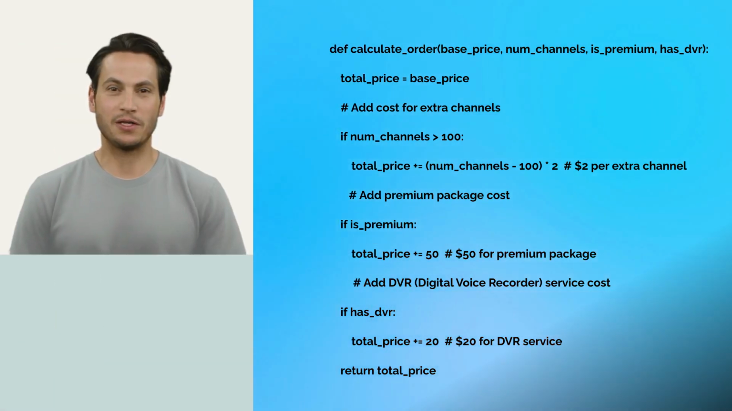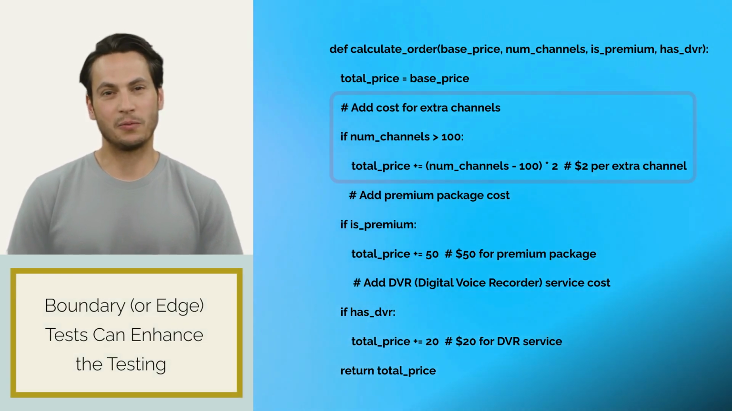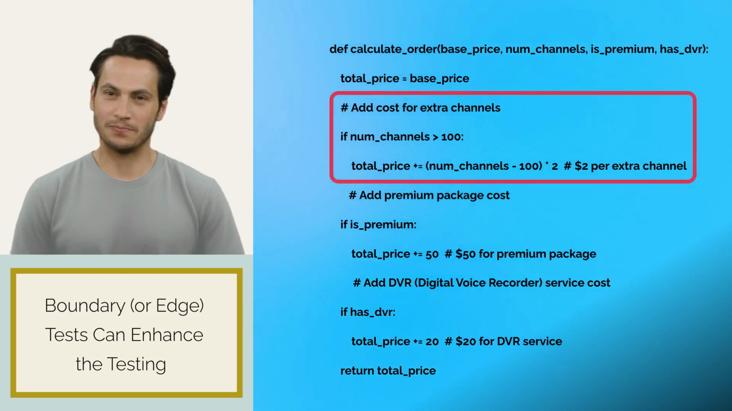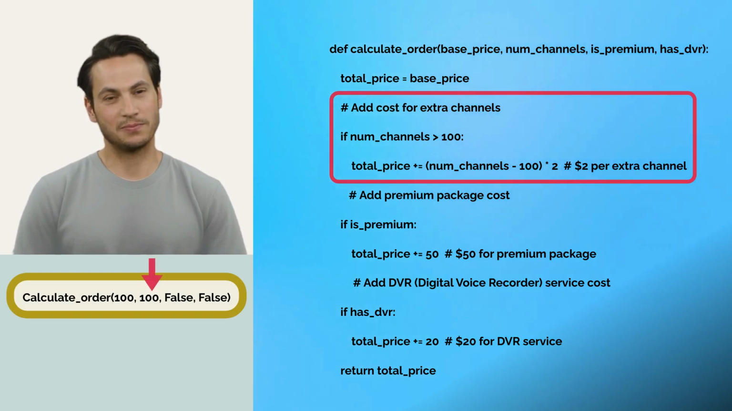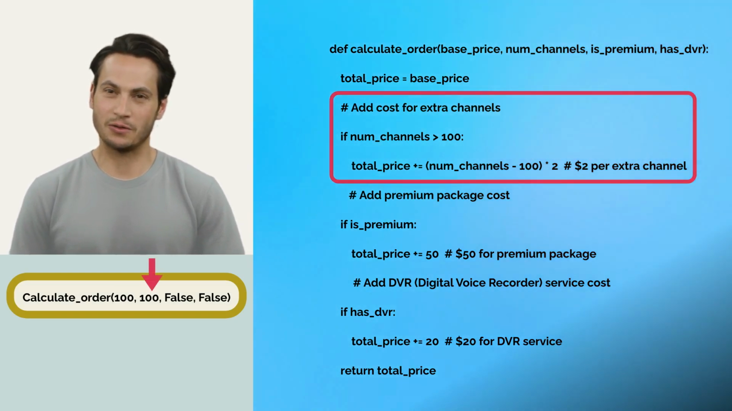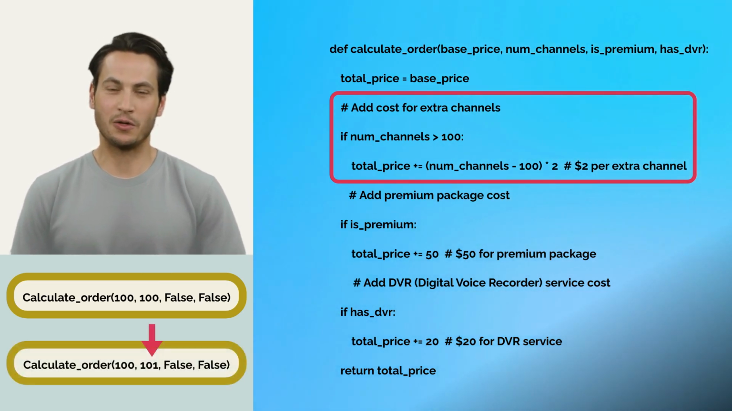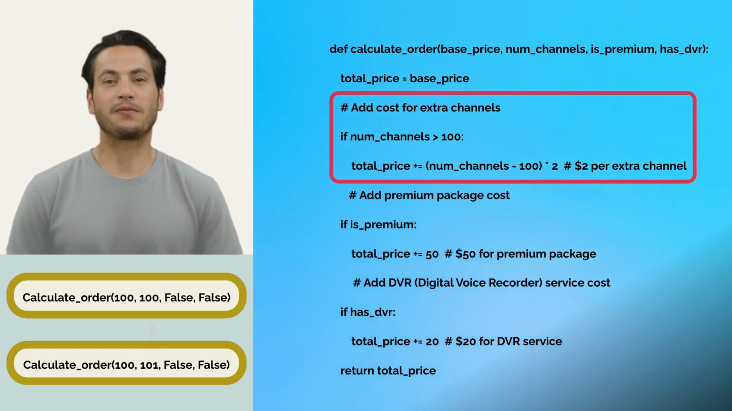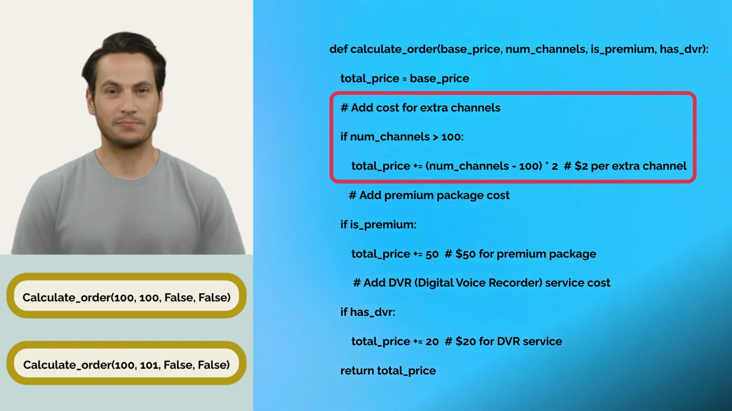To make sure your coverage is good, boundary testing is crucial, and we have highlighted some code where boundary tests can be applied. To test the boundaries, write a test with exactly 100 channels. This will ensure there are no extra charges for additional channels. Also write another case with just one extra channel to verify the correct pricing. These tests will help to confirm the function's reliability under different conditions.